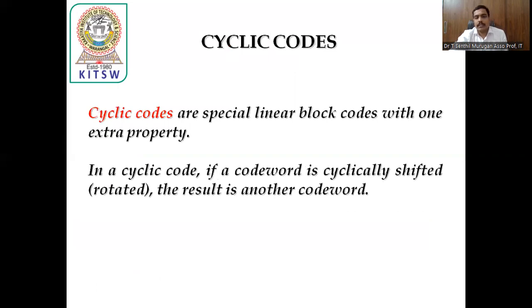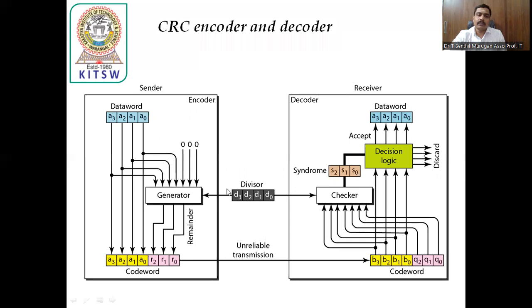So what is a cyclic code? Cyclic codes are special linear block codes with one extra property. What is that extra property? In a cyclic code, if a code word is cyclically shifted, that is rotated, the result is another code word. So once a code word is rotated, it is considered another code word. That's the advantage of a cyclic code.